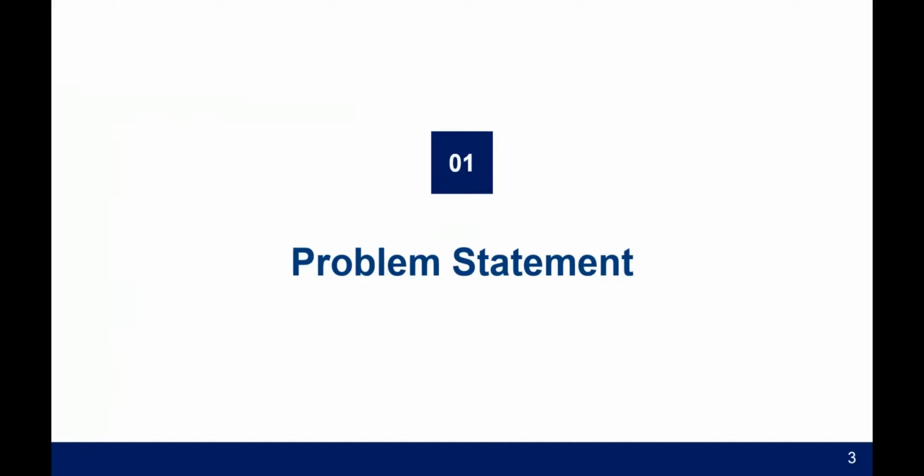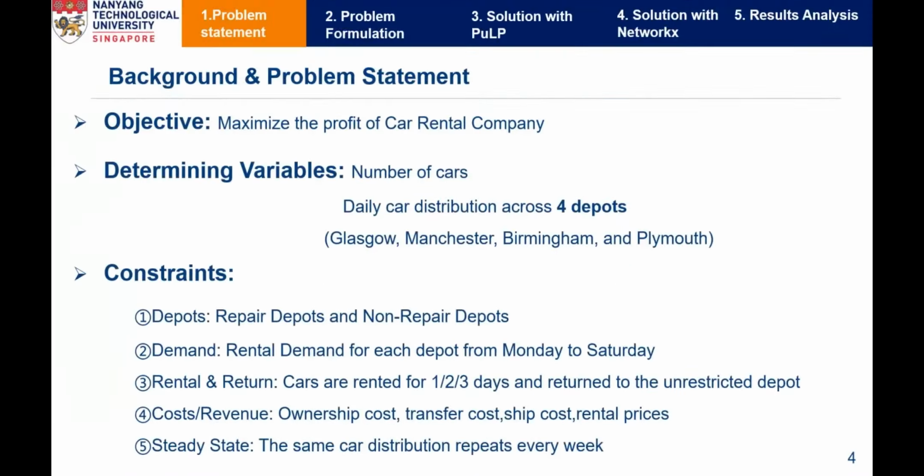Firstly, let's introduce our background and problem statement. The objective of the car rental company is to maximize its profits by determining the optimal number of cars to own and their distribution across 4 depots, that is, Glasgow, Manchester, Birmingham, and Plymouth, over the course of a week. The company faces varying demand for car rentals at each depot from Monday to Saturday.